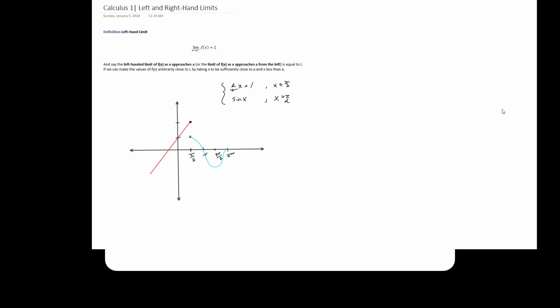Say we were given the following piecewise function. For values of x that are less than or equal to pi over 2, it's governed by the equation 2 over pi x plus 1. And for values of x that are greater than pi over 2, the graph is governed by sine of x.